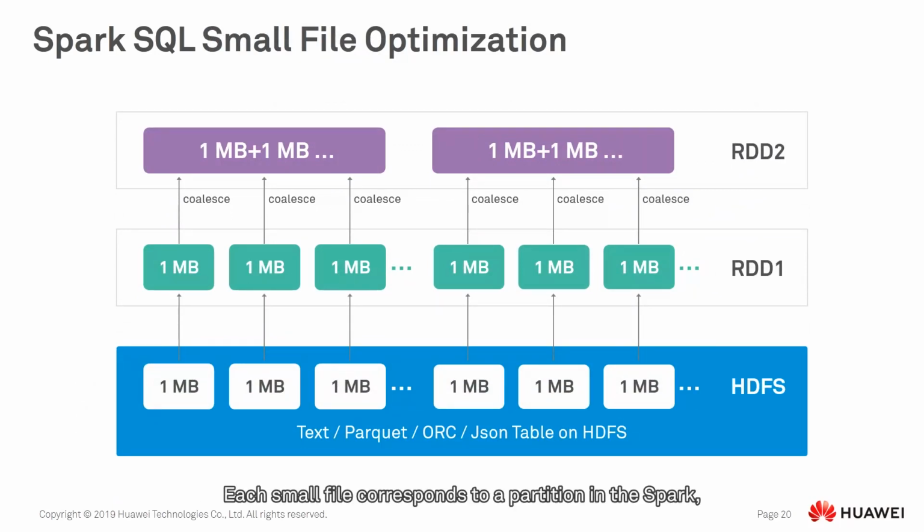Each small file corresponds to a partition in Spark, that is, a task. In this case, Spark will have lots of tasks to process. If shuffle is involved in the SQL logic, the number of hash buckets will be increased dramatically, severely hindering performance. So in order to improve performance, FusionInsight adopts an algorithm to merge small files in the table.